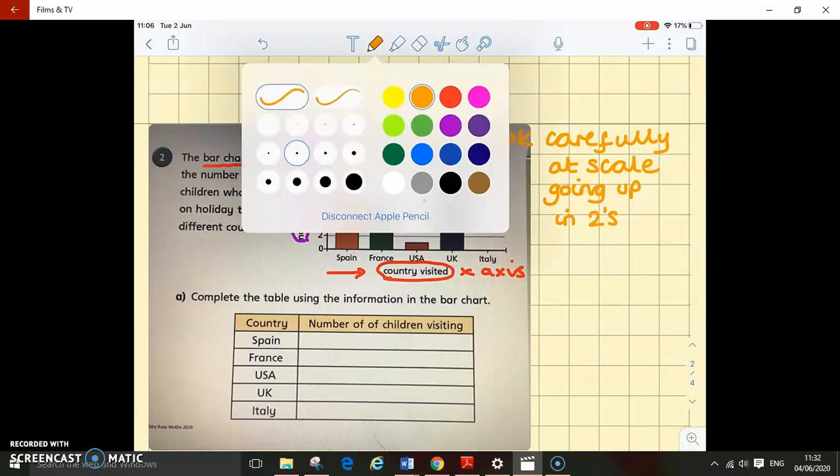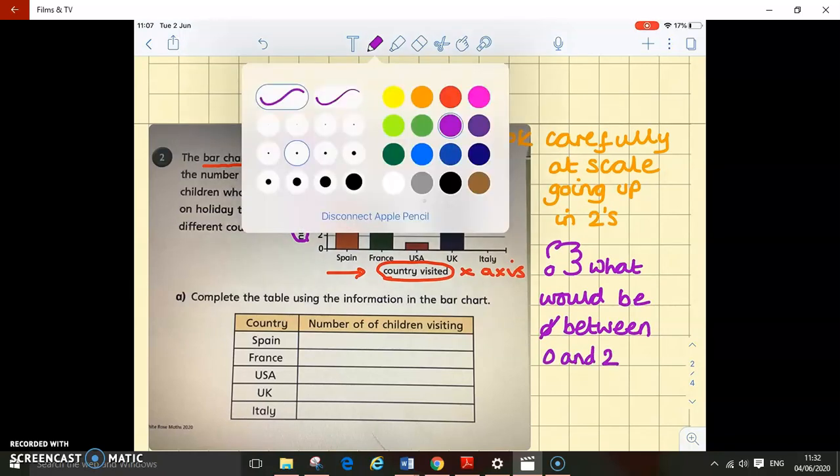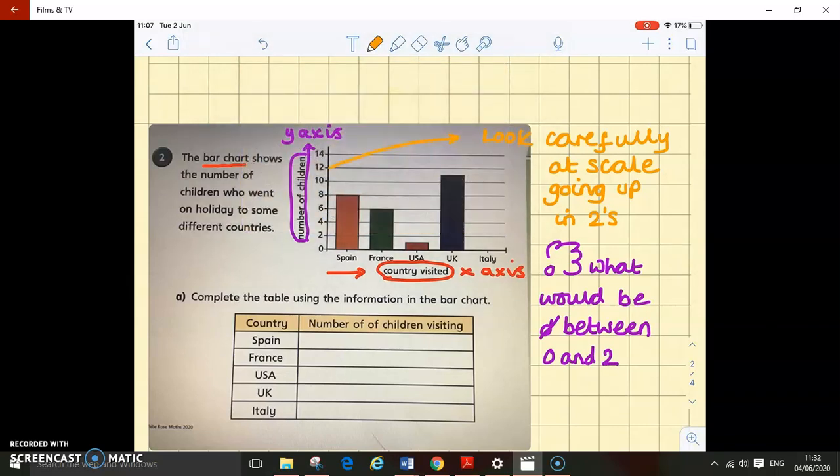Just let you have a look at that for a minute. I'm thinking now. It's my little thought bubble. So I can see it's going up in 2s, but what's going to be between 0 and 2? Have a little think about that. That's going to help you. What's going to be there in between the 0 and the 2? And similarly, what's going to be between the 2 and the 4?